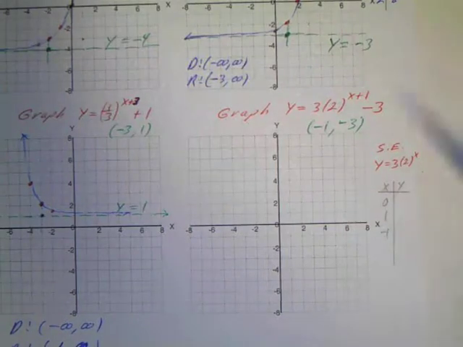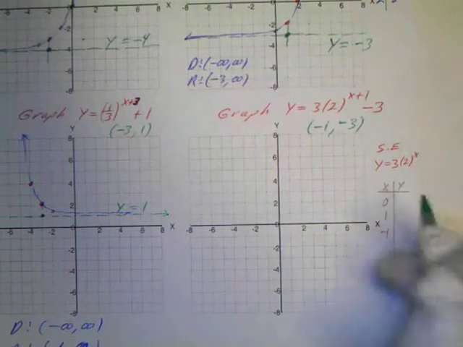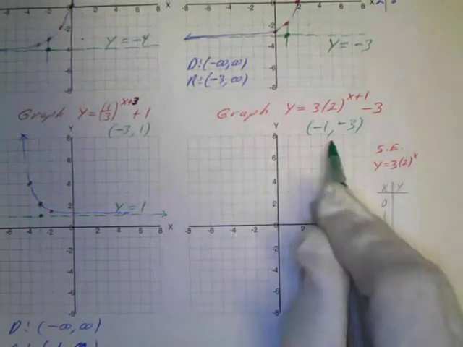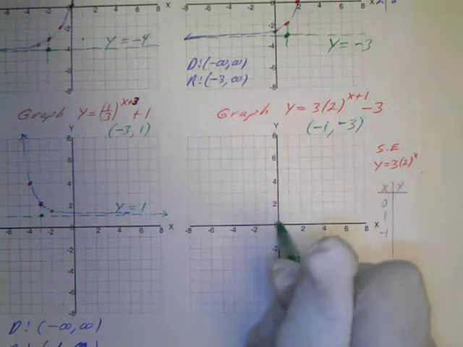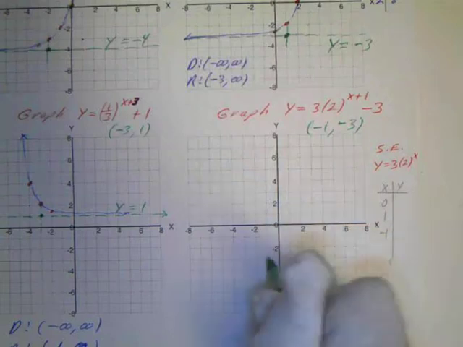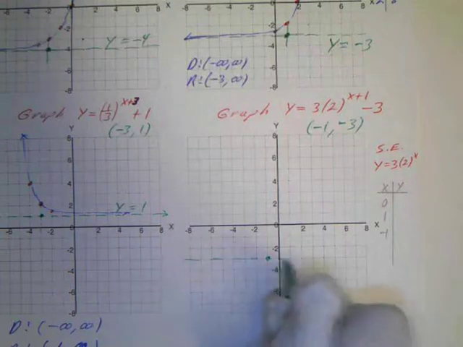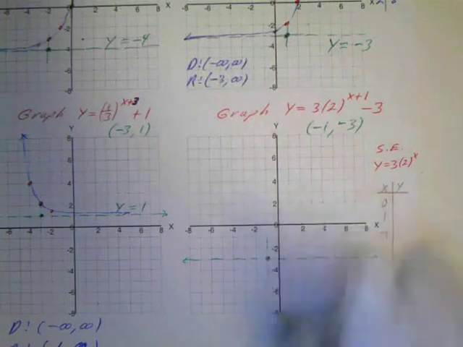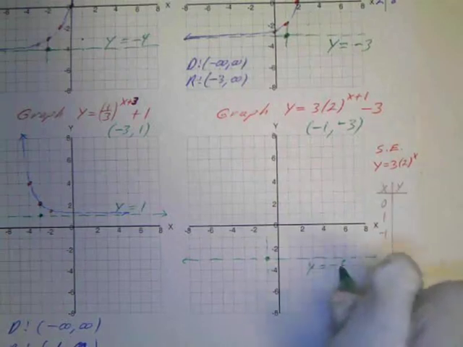And then my shape equation will be the equation without the shift. So I ignore the +1 and the -3 over here. So this is my shape equation. I wrote it down over here. 3 times 2 to the x. All right? So all my points are going to be relative to this new zero. So I'm going to go -1, -3. So that's right there. So there's my new zero, or my reference point or reference origin. That would be the vertical axis. And this is my horizontal asymptote, which is a line y equals -3.